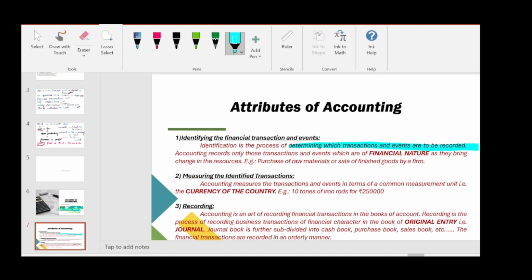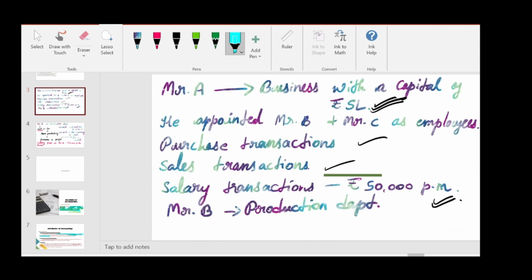Accounting records only those transactions and events which are of financial nature, as they bring change in the resources. Purchase of raw material and sale of finished goods by the firm. We will record all the purchase transactions, all the sales transactions, and salary amount and capital amount. So all these we will record. So the first step, identification of financial transaction, is done and dusted.